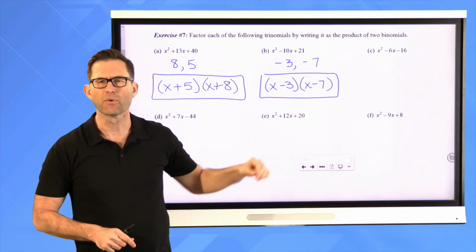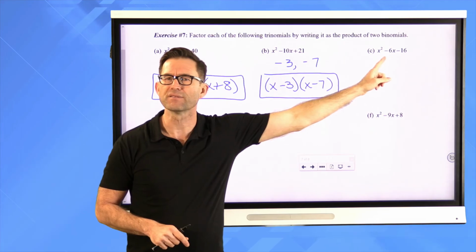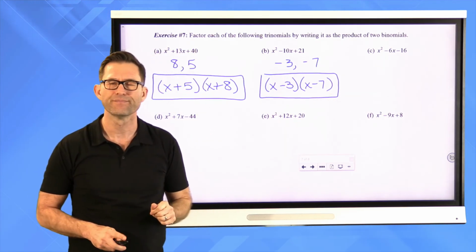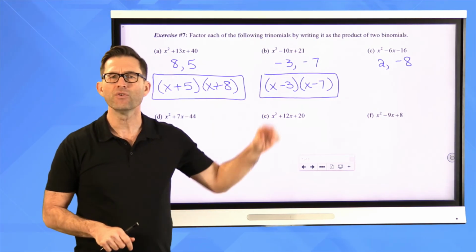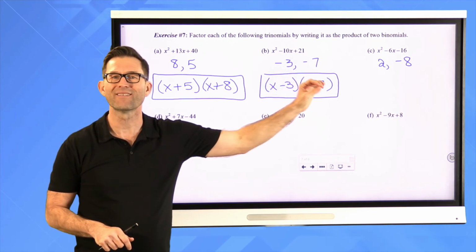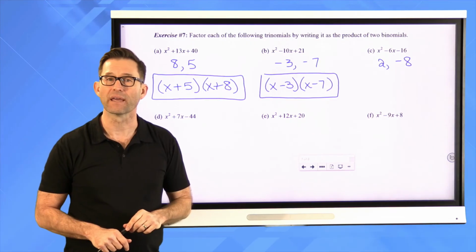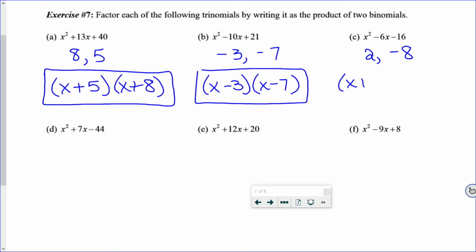So what two numbers have a product of negative 16 and a sum of negative 6? Well, those two numbers would be positive 2 and negative 8, right? 2 plus negative 8 is negative 6, and 2 times negative 8 is negative 16. And at the end of the day, that means x plus 2 times x minus 8.